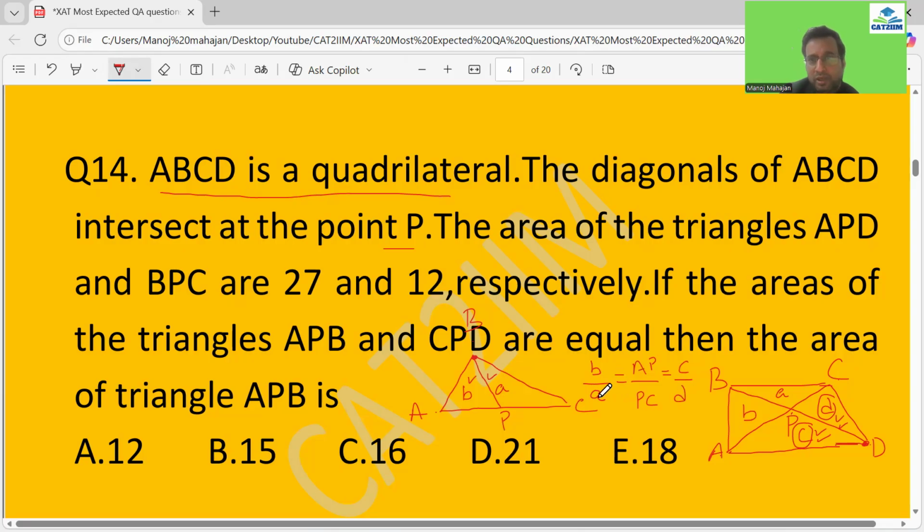So what is the result we got? A into C. This is the product you should remember. A into C is the same as B into D. You can apply this for any quadrilateral.